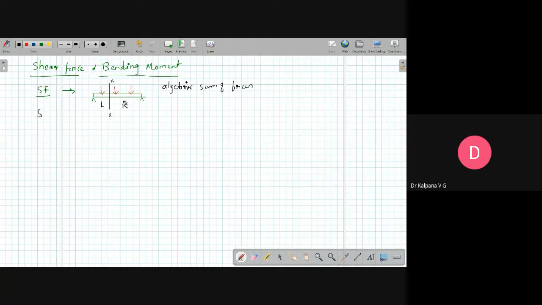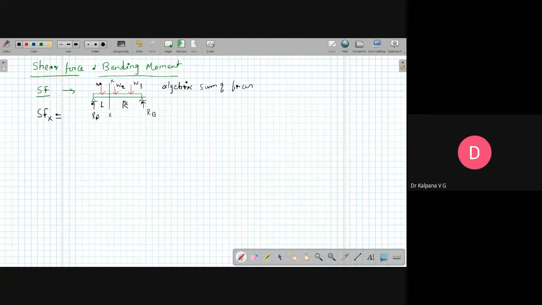So shear force at x, I can consider either the right of the section or the left of the section. If I consider the right of the section, first I have to find the support reactions, RA and RB. The loads are W1, W2, W3. To the right of the section, I have RB, W2 and W3. Algebraic sum means we always have to consider the direction of the forces. Here RB is upward, whereas W2 and W3 are downward.